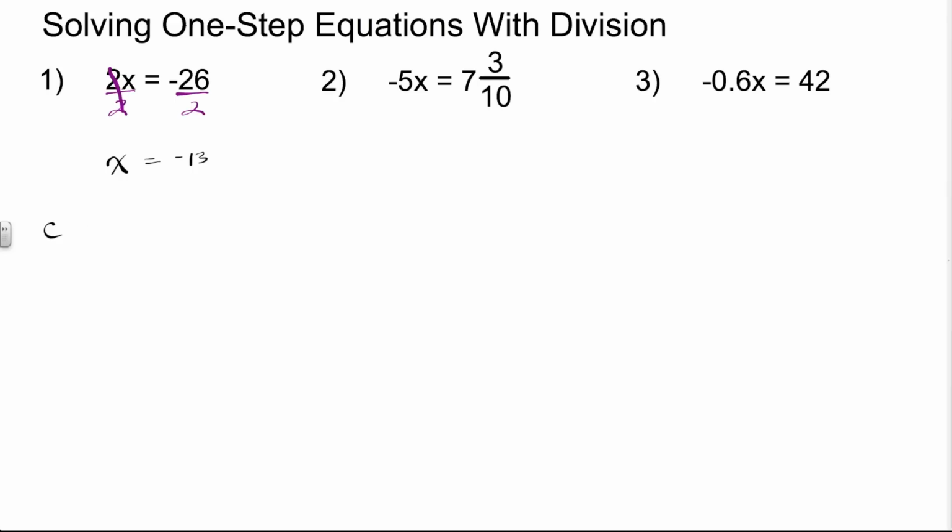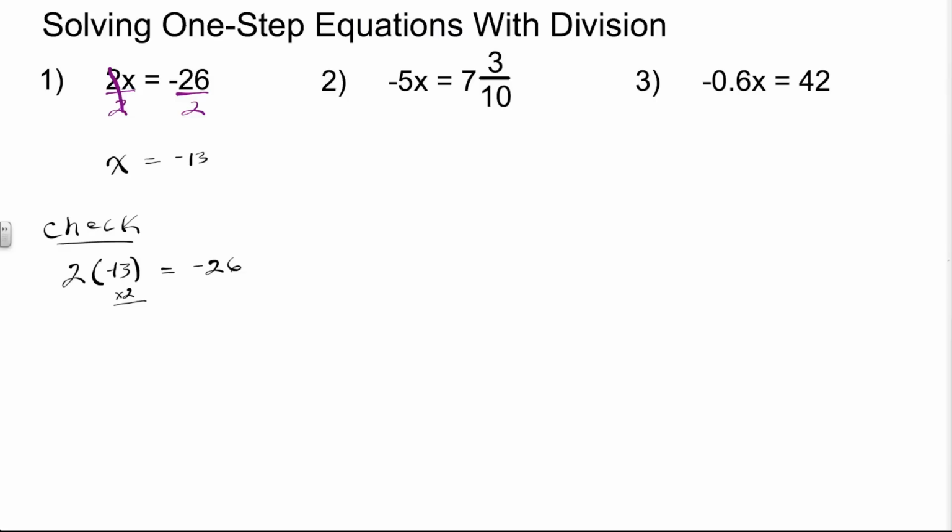What we can do here is we could check our answer real quick, and if everything's done right, this works out pretty easy. So what we do is we substitute our solution, negative 13, into x in the original equation. So we have negative 13 in for the x. So we have 2 times negative 13 is equal to negative 26. And multiplying this out if you need to.